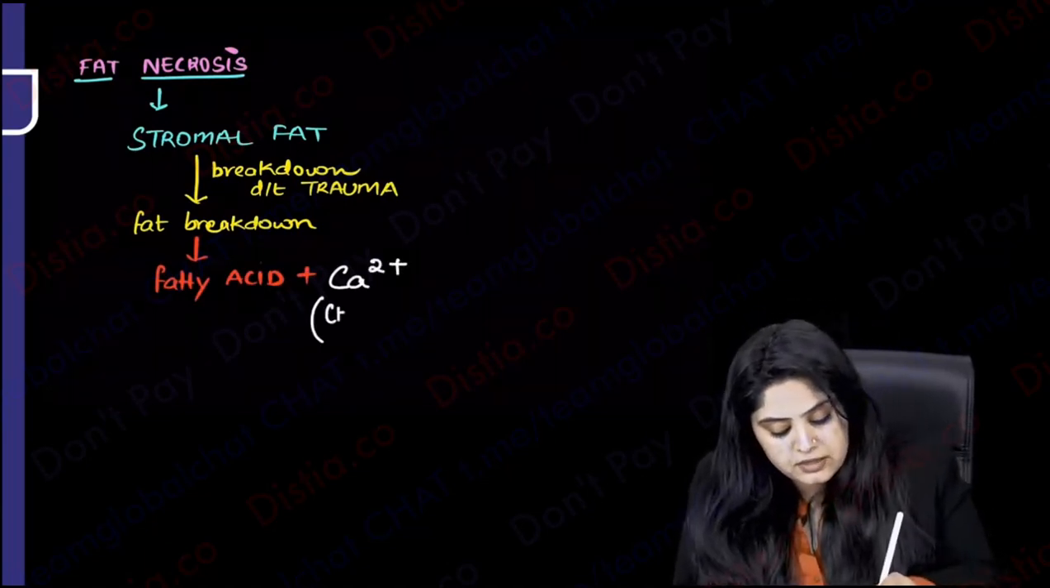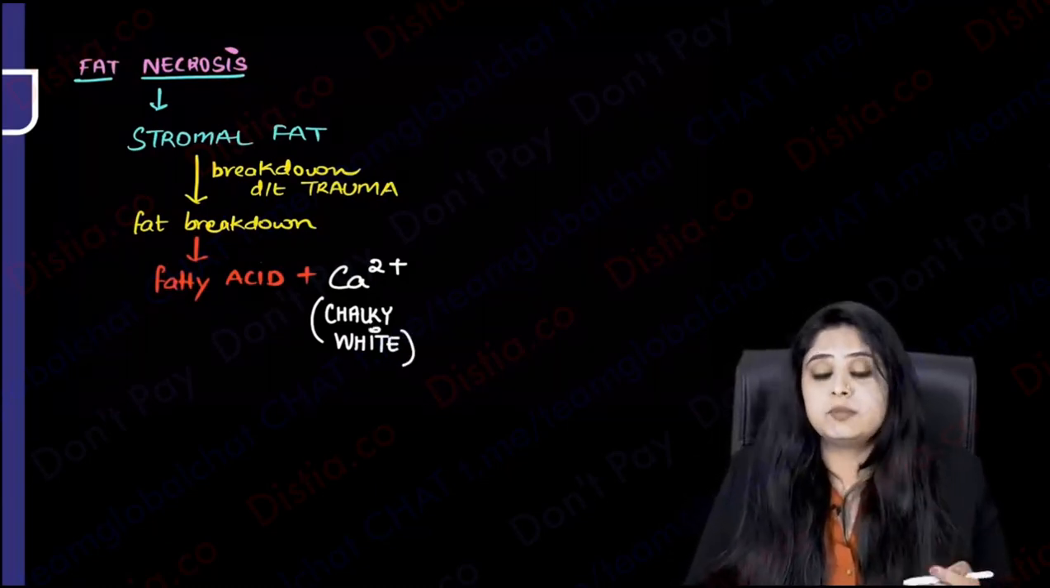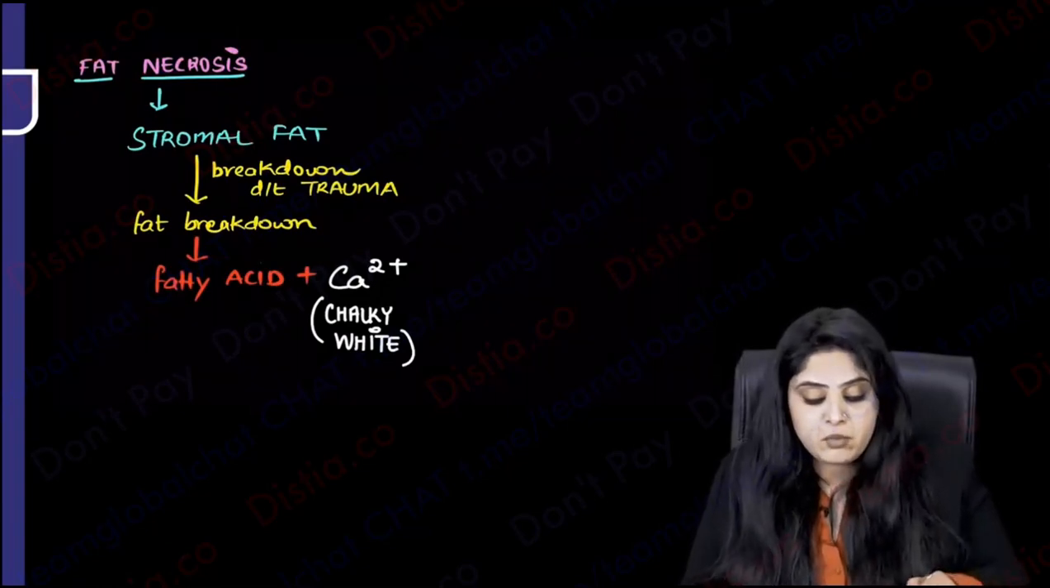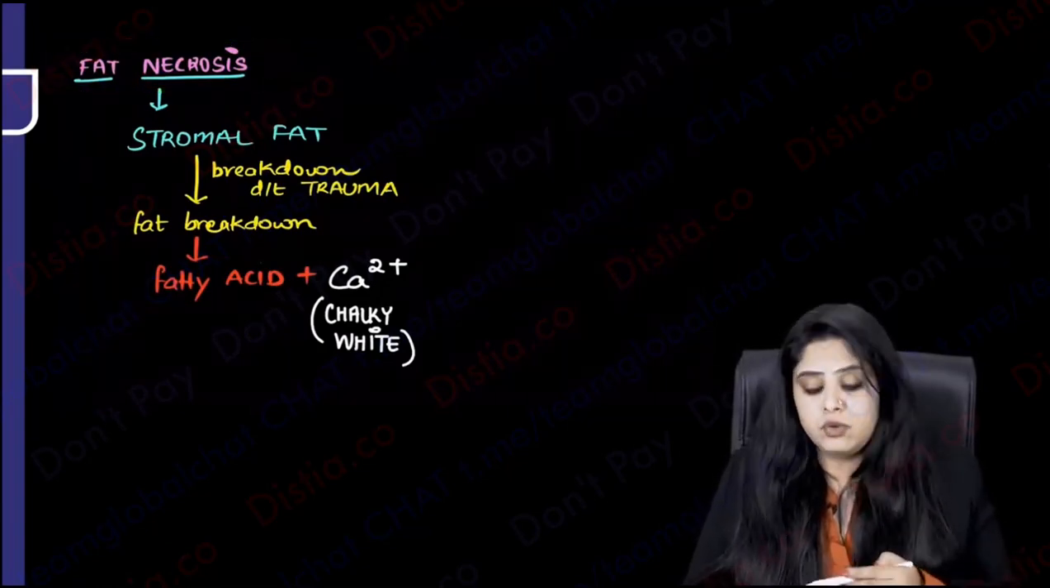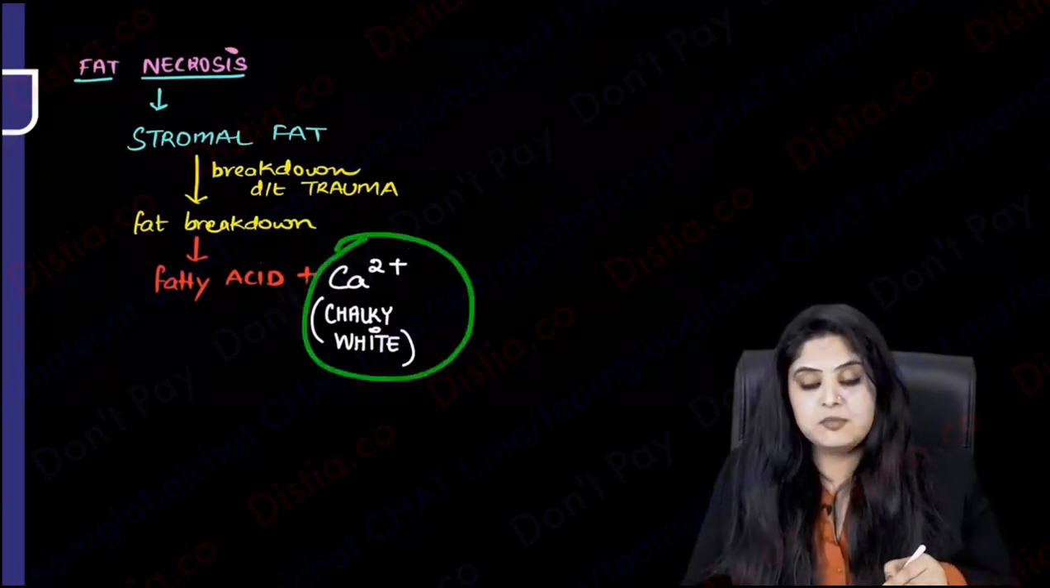What is the color of calcium? Calcium looks like chalk. Calcium is a chalky white, or a chalky white appearance. So basically, if I want to identify that fat has been broken, I should be seeing some chalky white areas, some calcific deposits will be seen.